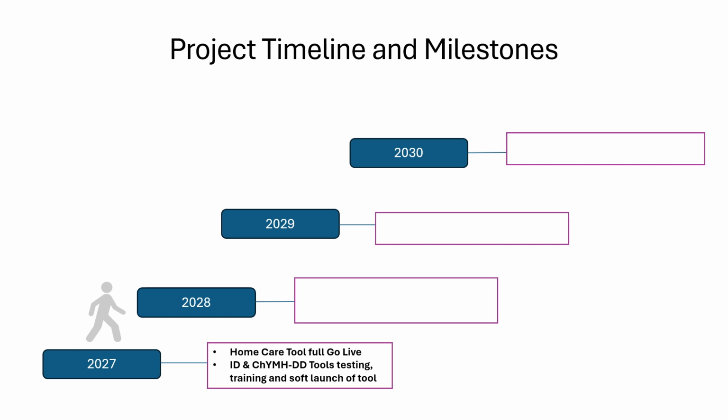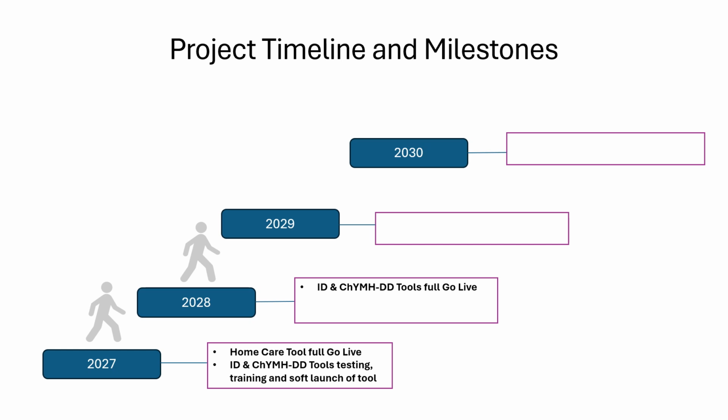Again, the purpose of the soft launch is to test the tools in real assessment situations and be able to identify technical or programmatic issues and resolve them before fully rolling out the tools. The soft launch period will also support the need for SDS to gather a year's worth of assessment data to build resource allocation for the ID and CHIME-DD tools.